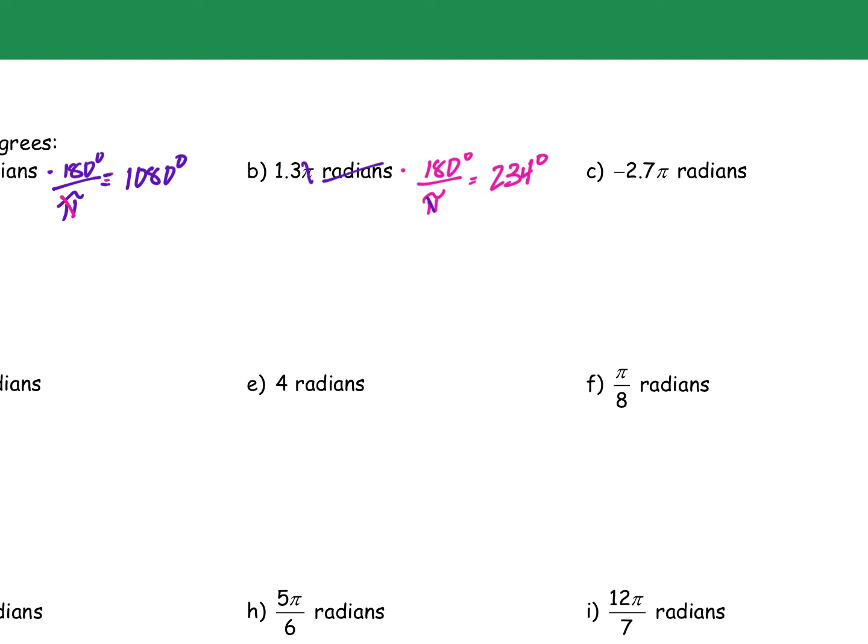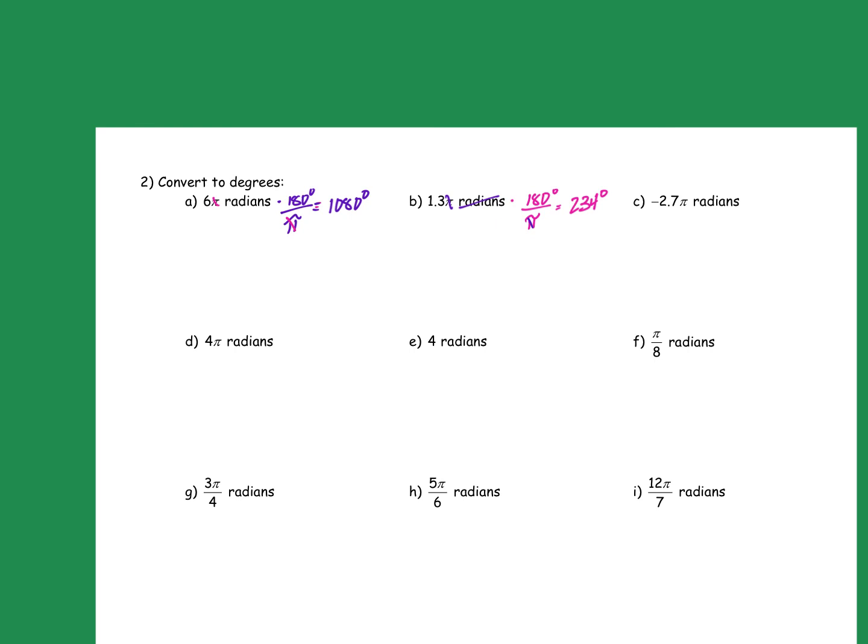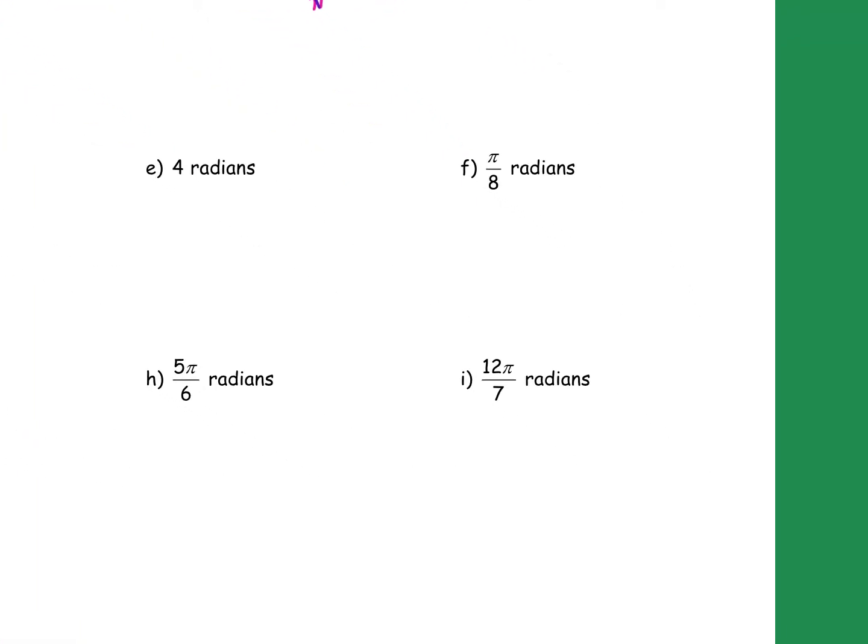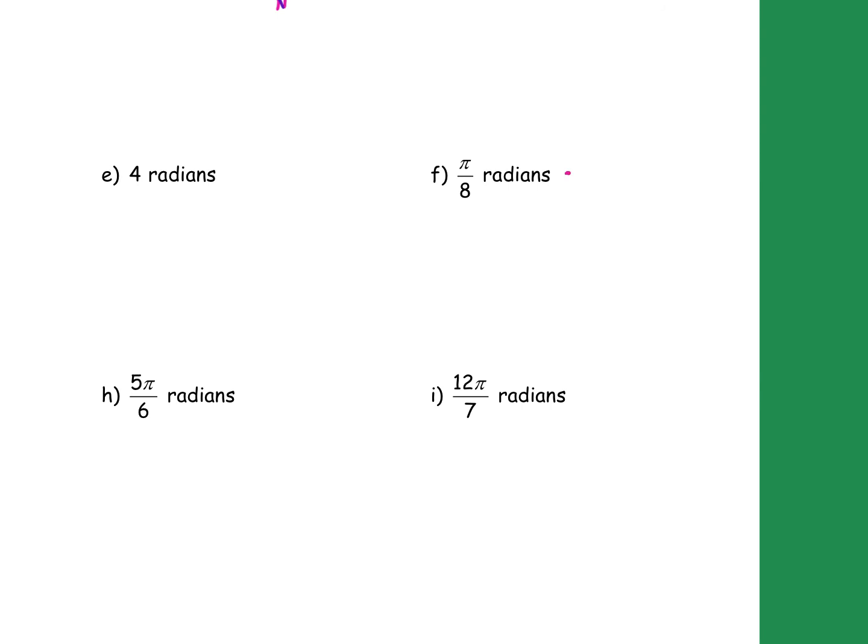Questions? Okay, can I skip down to F and G? So I'll do 2 of those ones with fractions in it. So I'm still multiplying by 180 divided by pi, right? My pi's go away. So now I get left with 180 degrees divided by 8.